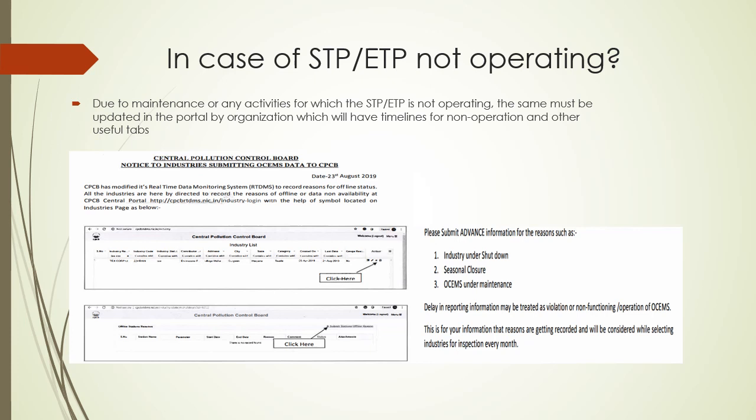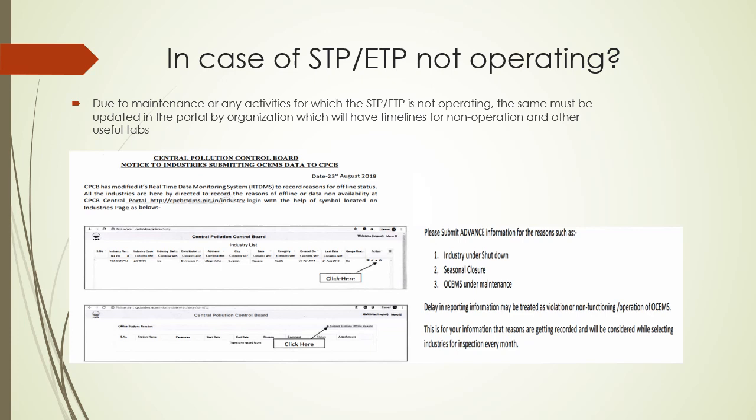In that case, we have to go to this portal and submit the reason in advance: industry under shutdown, seasonal closure, or OCMS under maintenance. If we don't do that, and there's a delay in information, it might be treated as a violation, and then we might get a notification from CPCB. So this is very important. And sometimes when we do all this installation through our vendors, we don't check all the other requirements. So it's very important to know the other parts also.